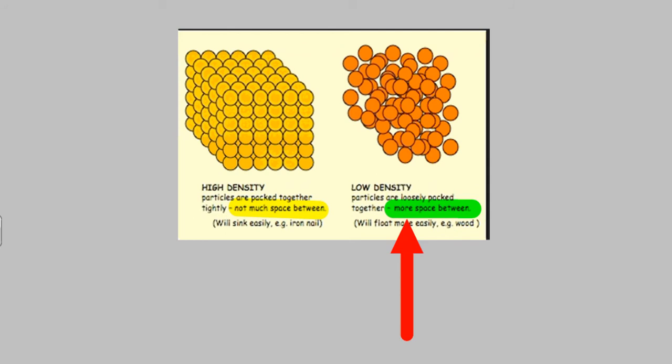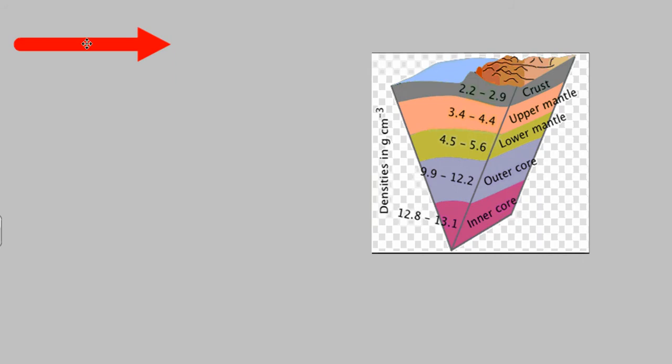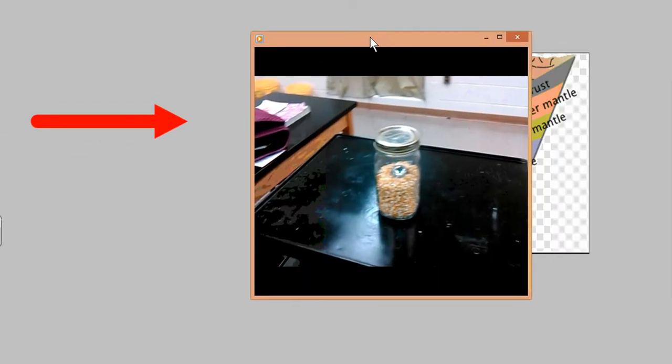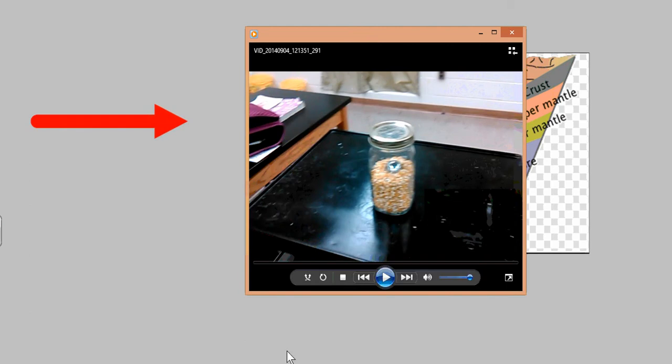Here's a cross-section of the Earth, where we got the inner core, outer core, lower and upper mantle, and then the crust. And if we look at the relative densities here, we can see that at the bottom we have higher density material, and at the top we have lower density material. But what I'd like you to look at is the demos that we did in class.